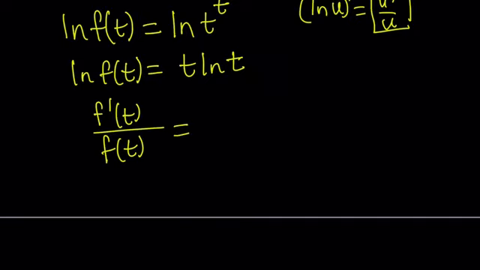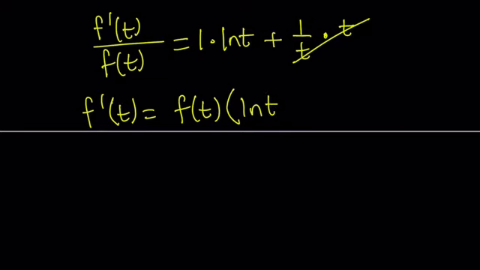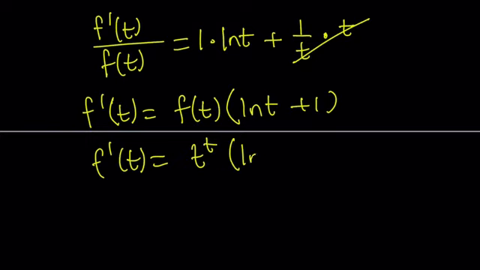And on the right-hand side, we have the product rule. So the derivative of t is 1, multiplied by ln t. The derivative of ln t is 1 over t, with respect to t, of course, times t. So from here, t cancels out. And if you multiply both sides by f of t, you get f of t multiplied by ln t plus 1. But f of t is t to the t, so f prime of t equals t to the t times ln t plus 1.